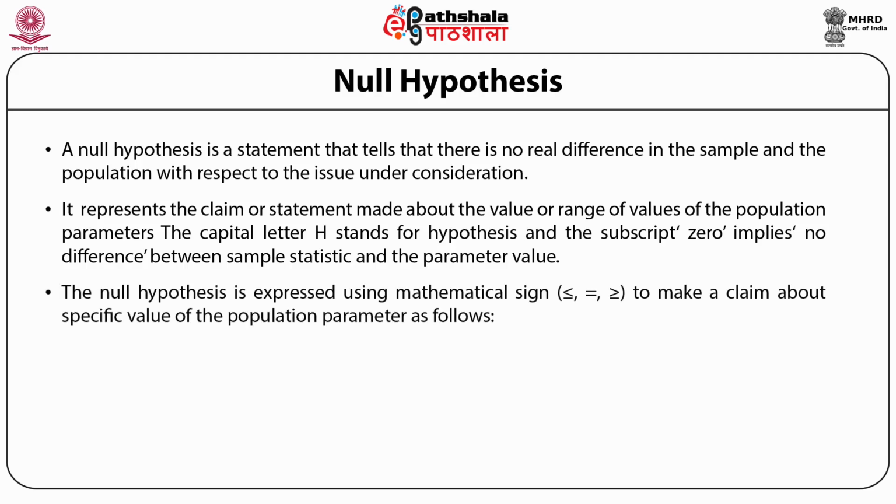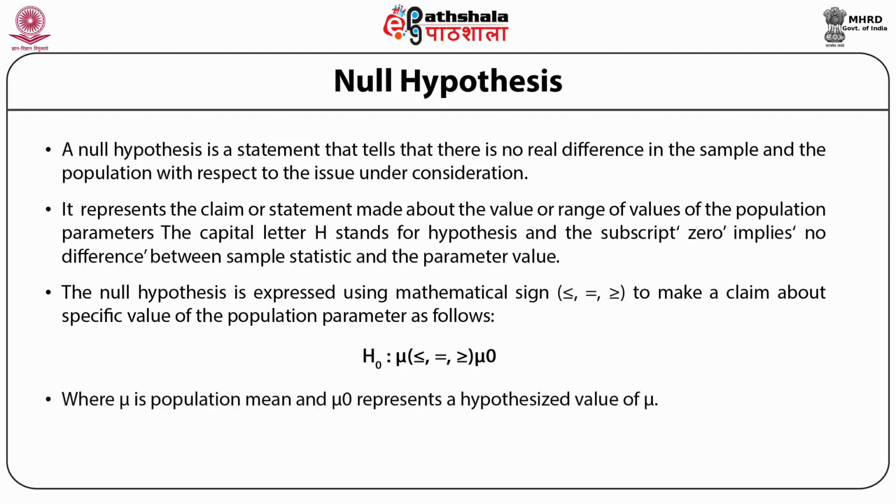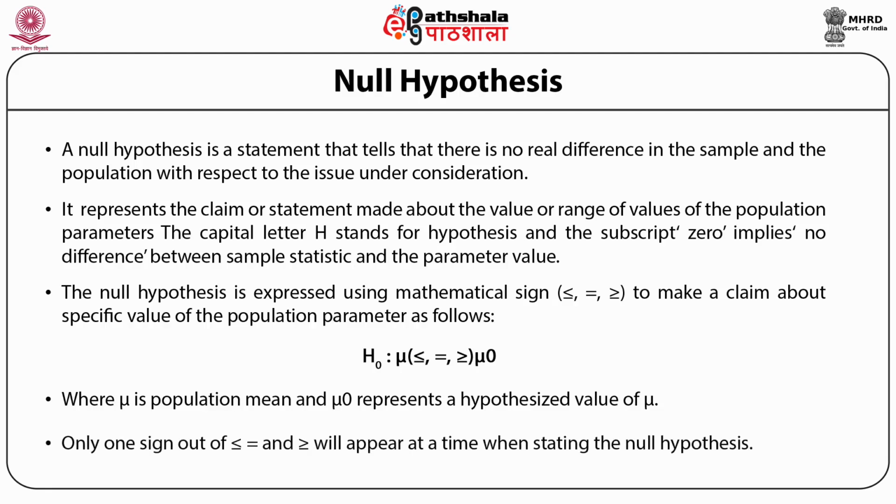The null hypothesis is expressed using the mathematical sign less than or equal to, or greater than or equal to, to make a claim about a specific value of the population parameter. For example, we may write the null hypothesis as H0: mu is less than or equal to, or greater than or equal to, mu naught, where mu is the population mean and mu naught, or mu 0, represents the hypothesized value of mu. Only one sign out of the three signs that we are discussing, less than or equal to, or greater than or equal to, will appear at a time when we state any particular null hypothesis of a given situation.